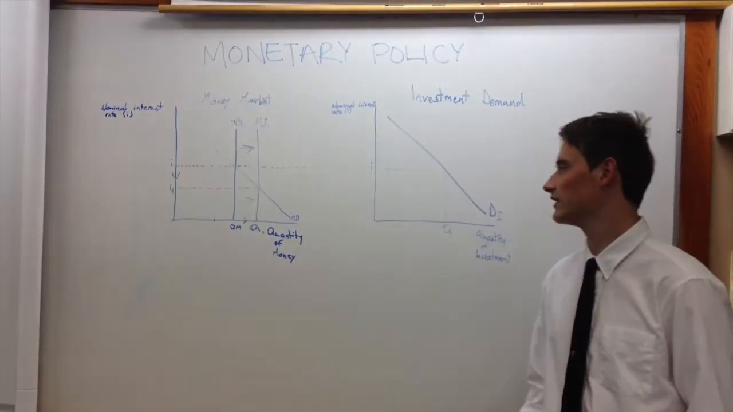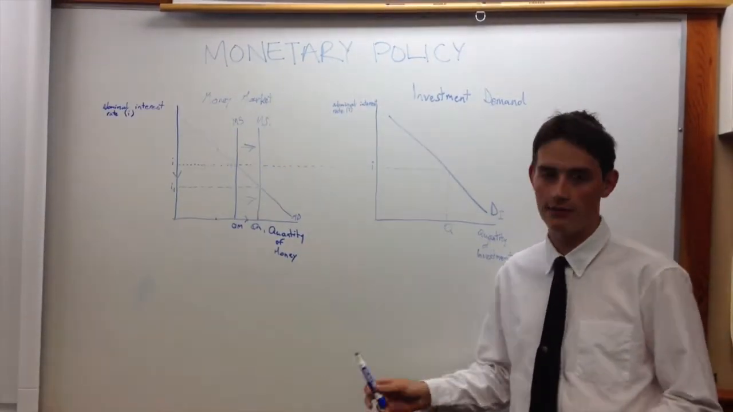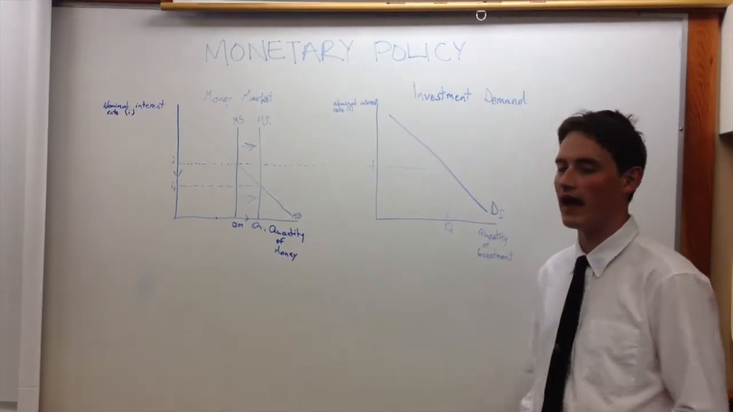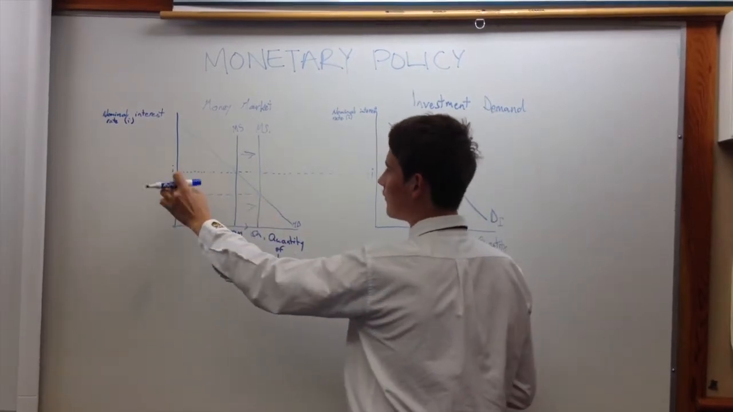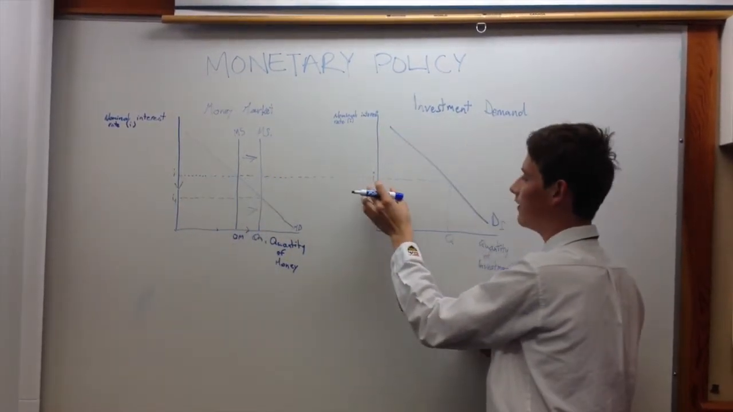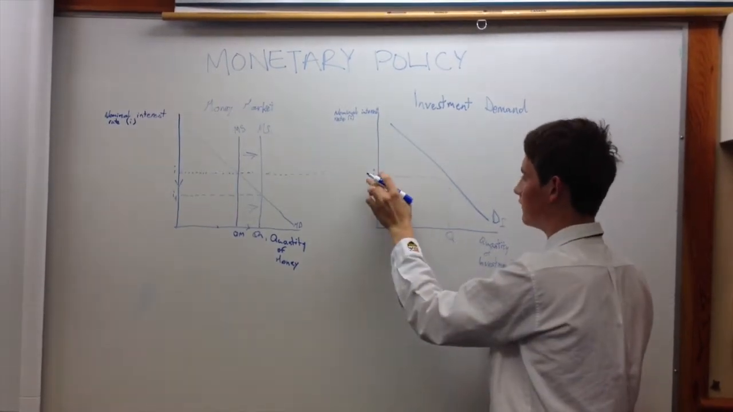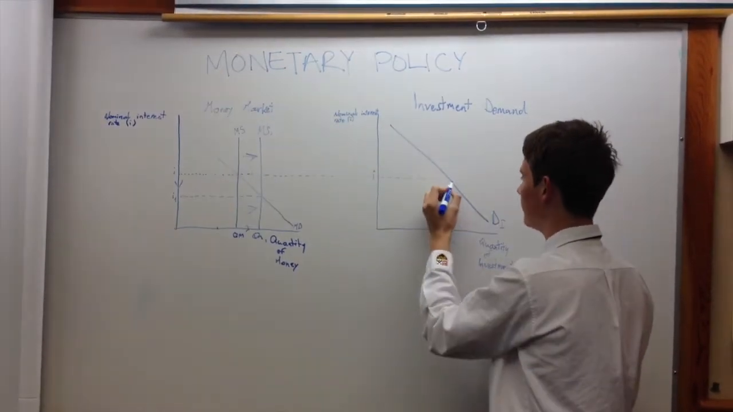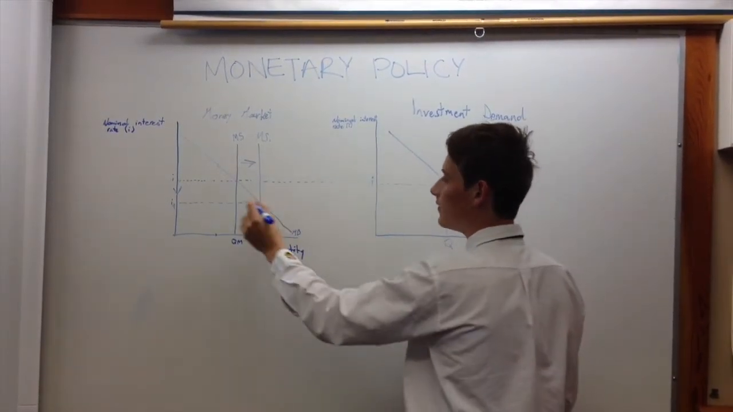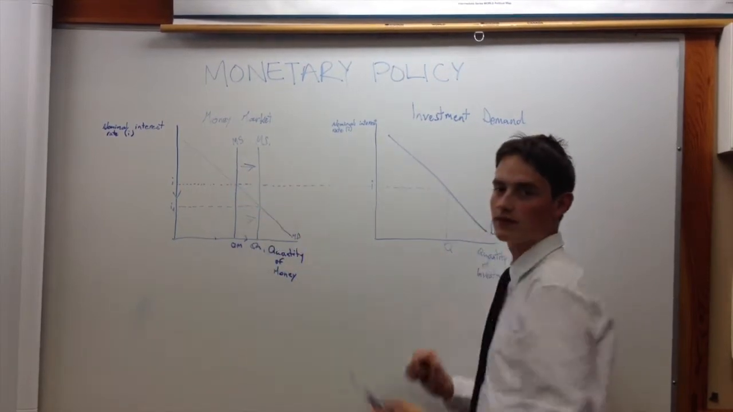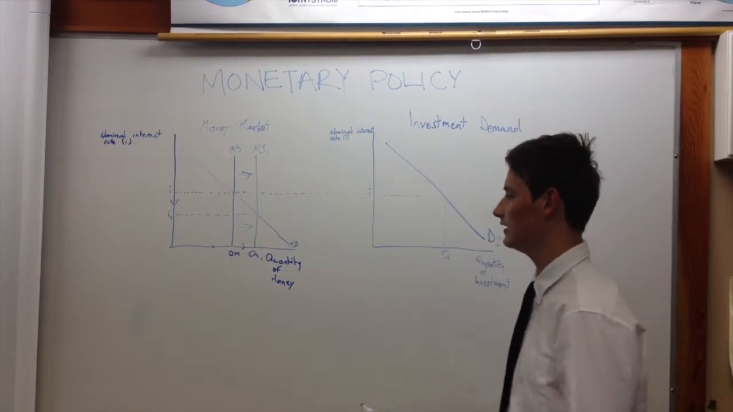So I'm going to talk about investment demand, and I'm going to show you the linkage between our money market and monetary policy and aggregate demand and real GDP. So we're going to take our interest rate from our money market and we're going to translate it into our investment demand graph. So we have this given interest rate and this quantity to it.